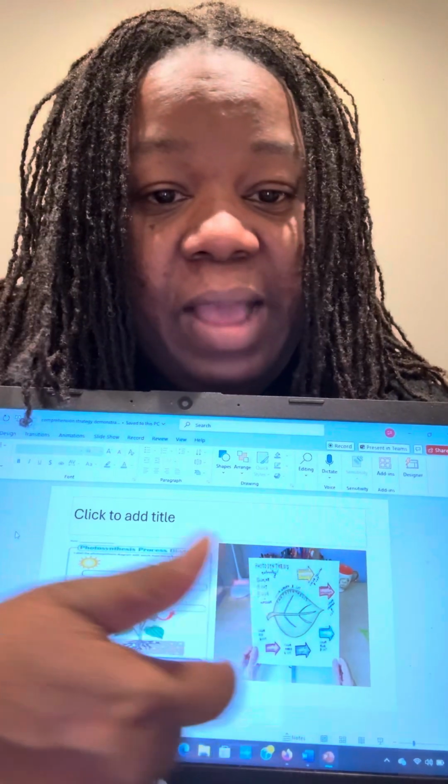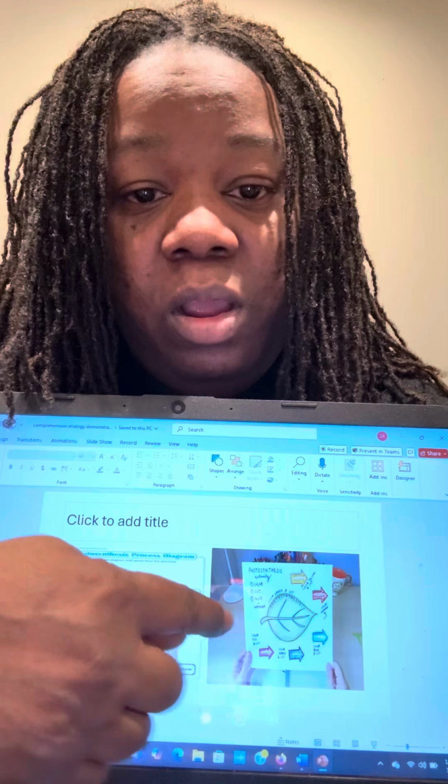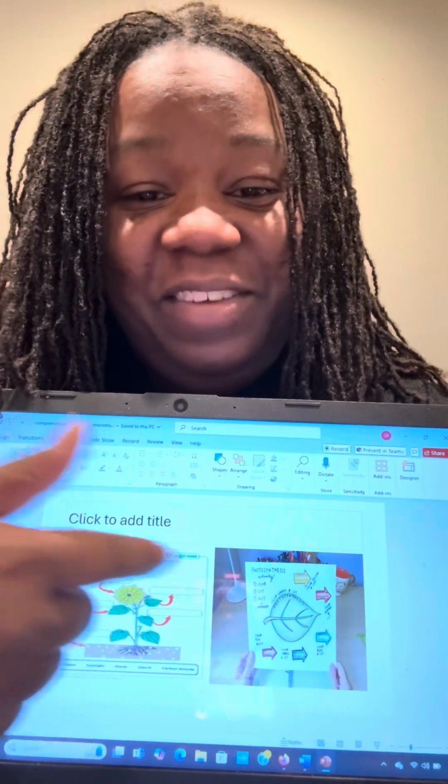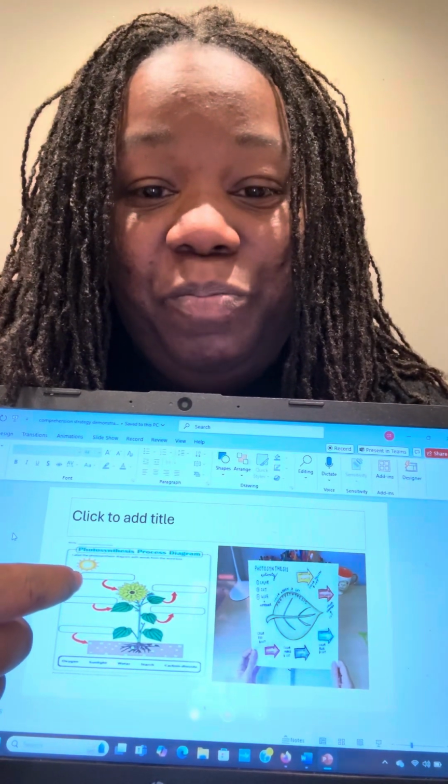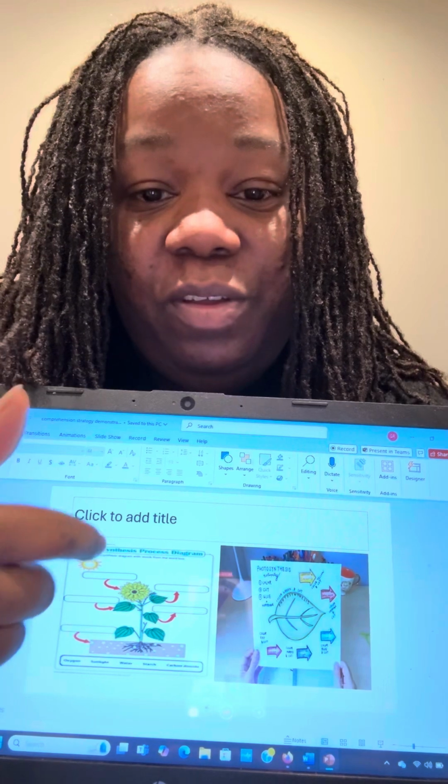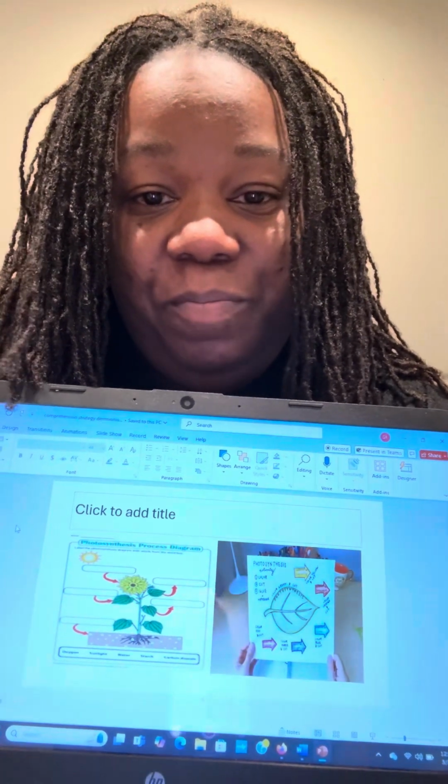I also have another activity where the students are able to color and enjoy the activity, and another sequential chart.